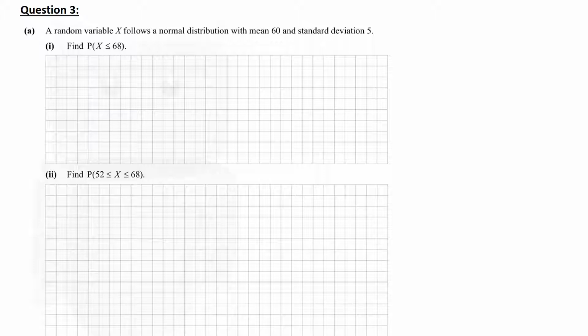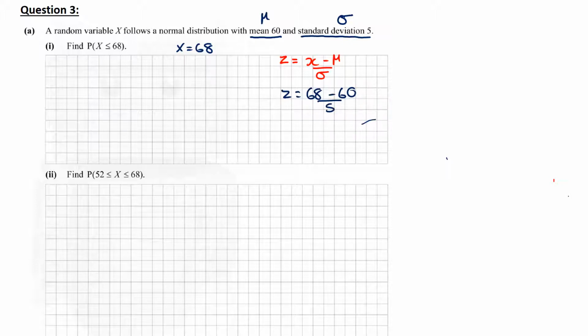So question 3, a random variable x follows a normal distribution with a mean of 60 and standard deviation of 5. So here we're talking about mu, we're not talking about any kind of sample, and standard deviation of sigma. Here we're going to let x equal 68 and we're going to standardize it. Standardizing it using the formula on page 34 of your log tables. It's called the standardizing formula, and it's z is equal to x minus mu all over sigma. So z is equal to 68 minus 60 all over 5, which is 8 over 5, but we need these all as decimals, which gives us 1.6.